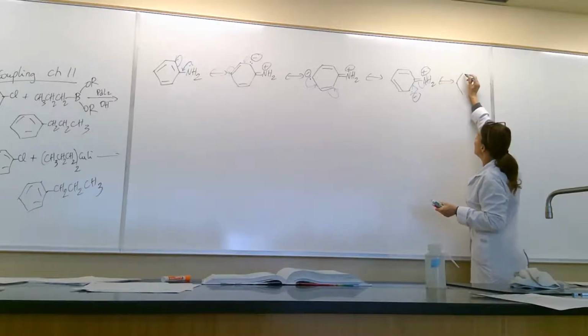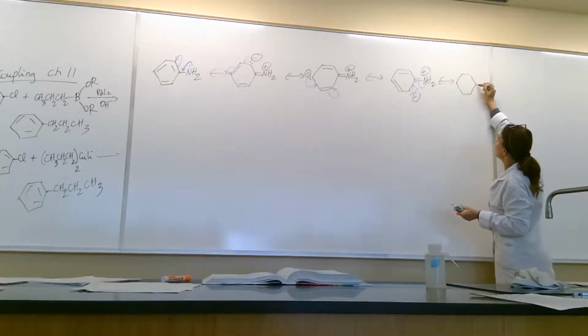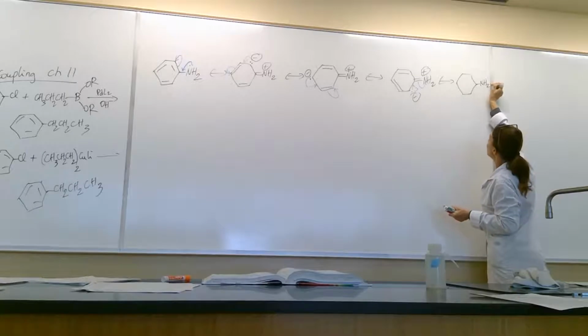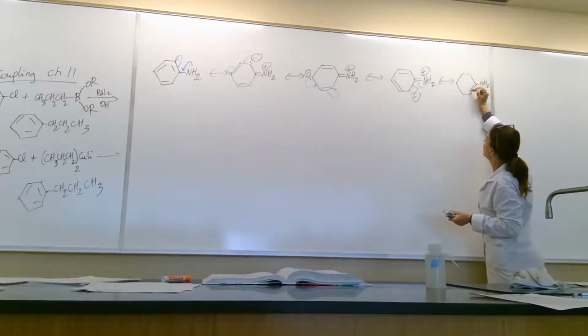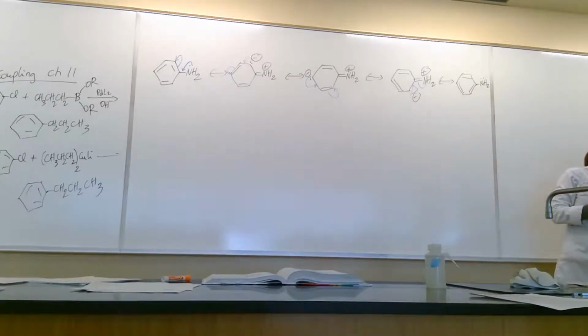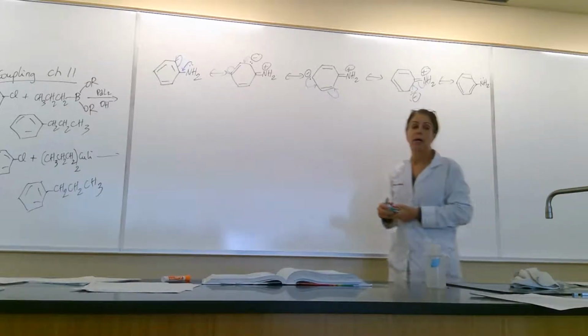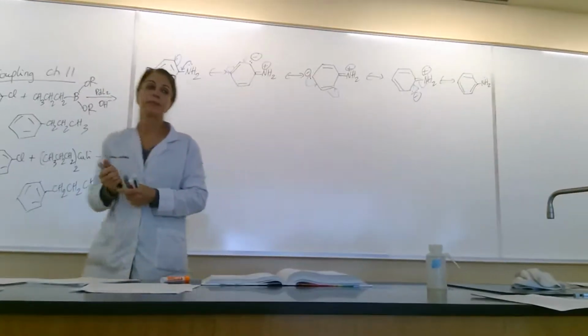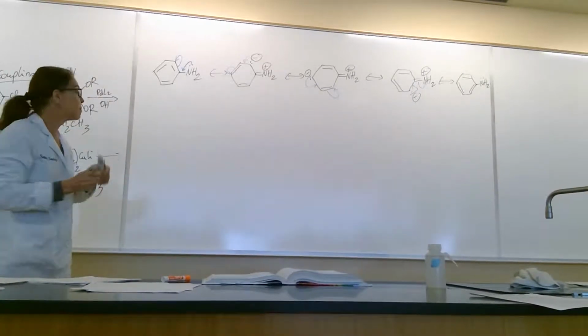And by the way, the number of resonance forms determines the stability of the substance. So the more resonance you have, the more stable it is. So if you can't write all of them, you're not going to be able to compare which substances are the most stable. Okay? So that's one. Now I'm going to try this. How about this one?